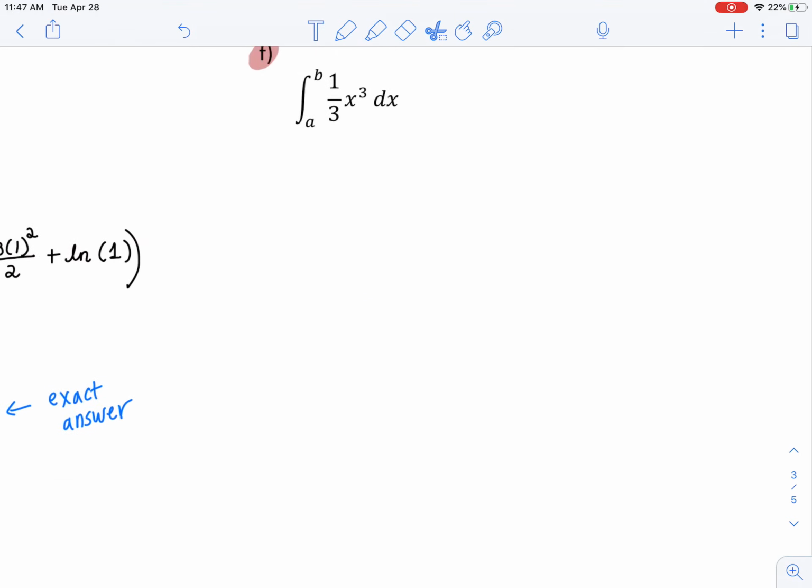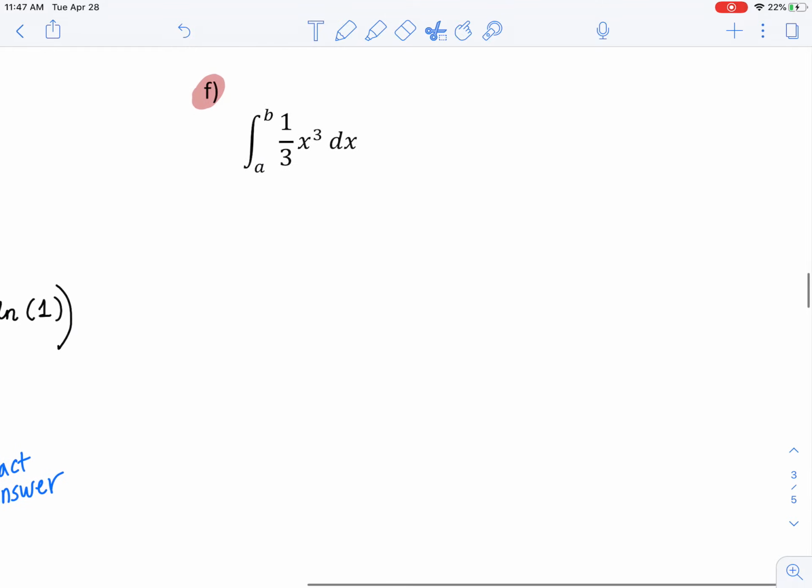And really, no daily problem for this week. Just going to ask you to start working on your practice problem for the exam. Now this one, look at the bounds. Bounds are just variables, a and b. But we know how to do this. Find the antiderivative of 1/3 x cubed. And then we're going to plug in a and b and subtract them.